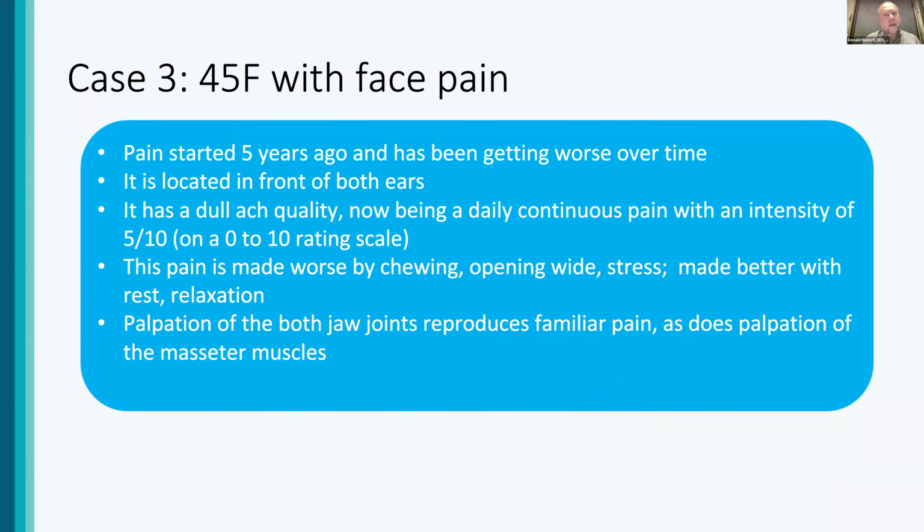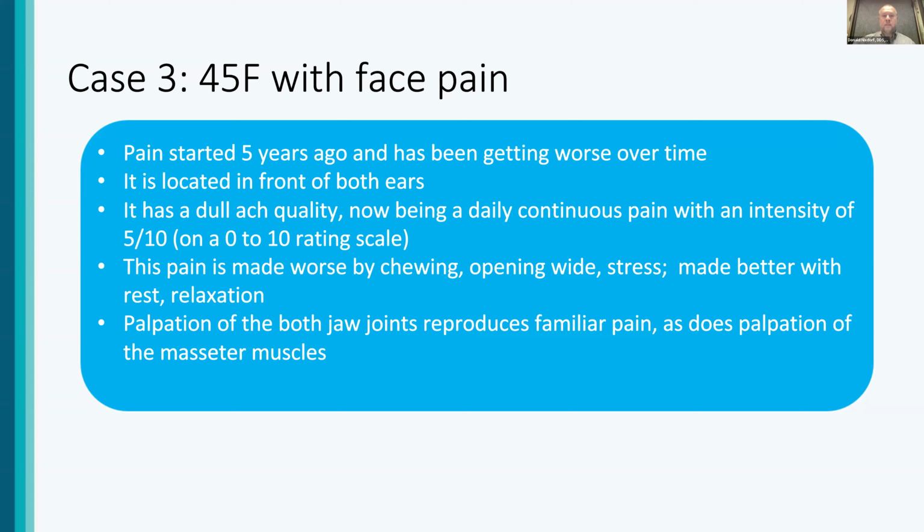And so this is the third case. This is a patient, and she describes the pain starting 5 years ago, and it's been getting worse slowly over time. She says it's located in front of both ears, and she uses her hands in that area. It has a dull, achy quality. It was intermittent to begin with, but now is a daily continuous pain, and it's moderate in intensity, 5 out of 10 for the most part. We usually rate pain on a 0 to 10 scale, and that's just a rating scale we ask patients to give an intensity about.